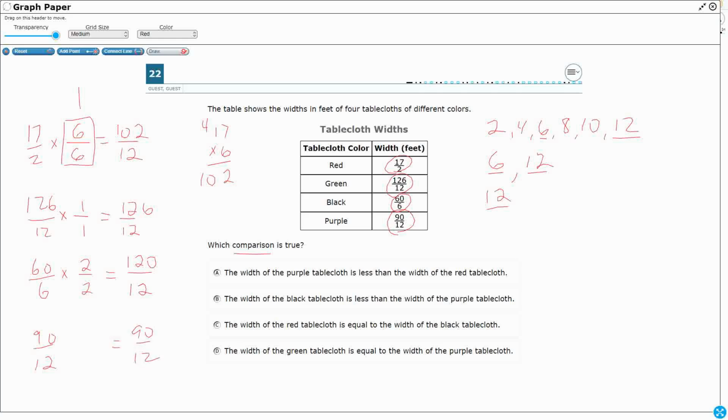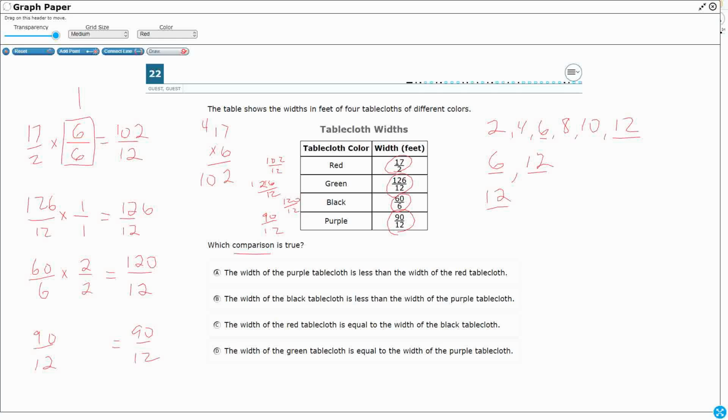All right, so if I wanted to rewrite these, this red is going to be 102 over 12. The green is already 126 over 12. The black is changing to 120. And then the purple is already 90. All right, once we have that, we can do some comparisons because we have the same denominators.